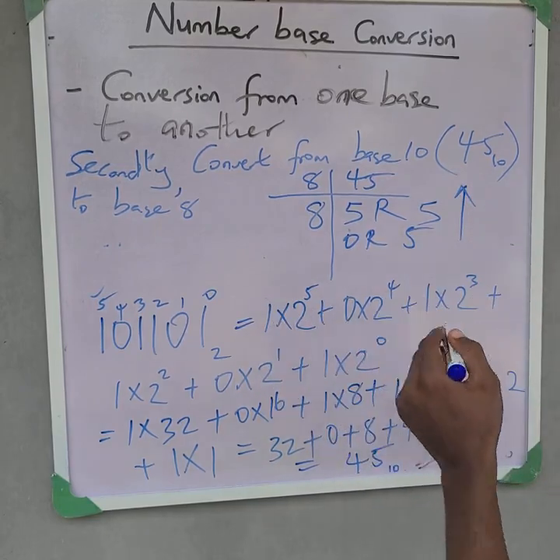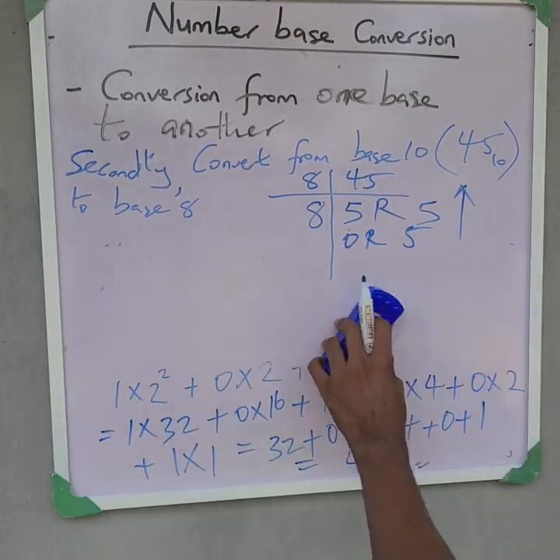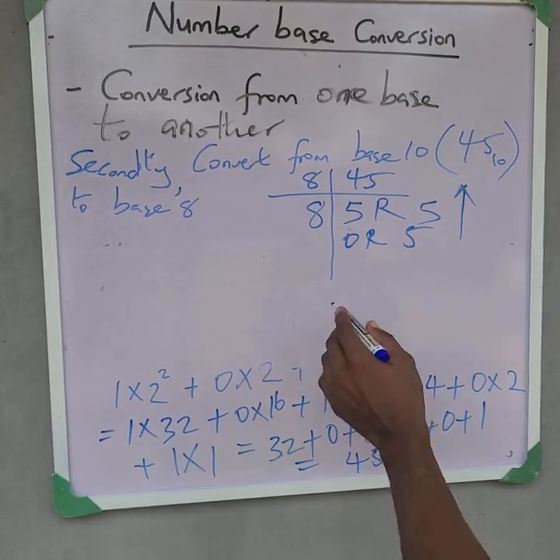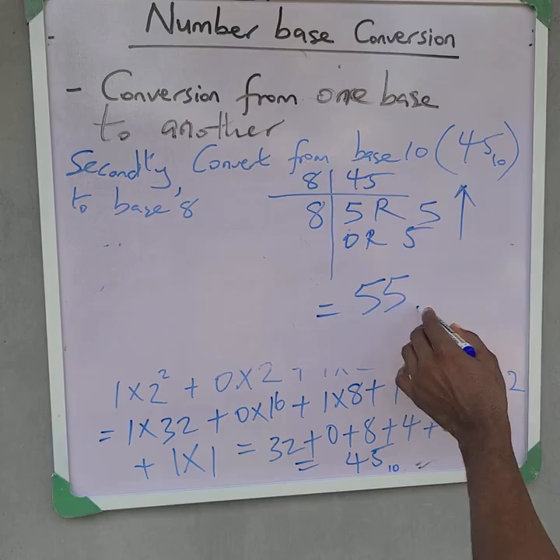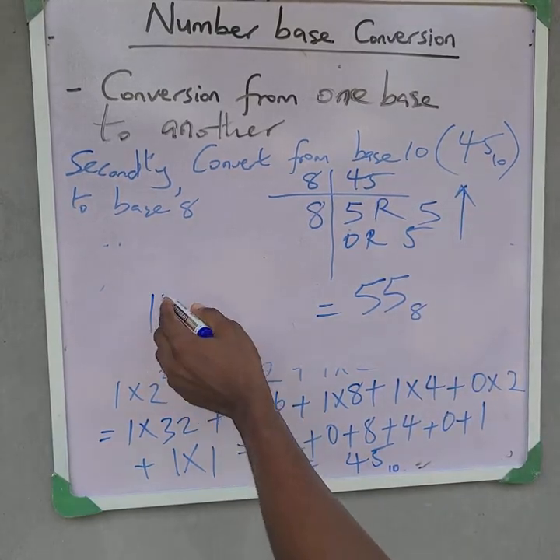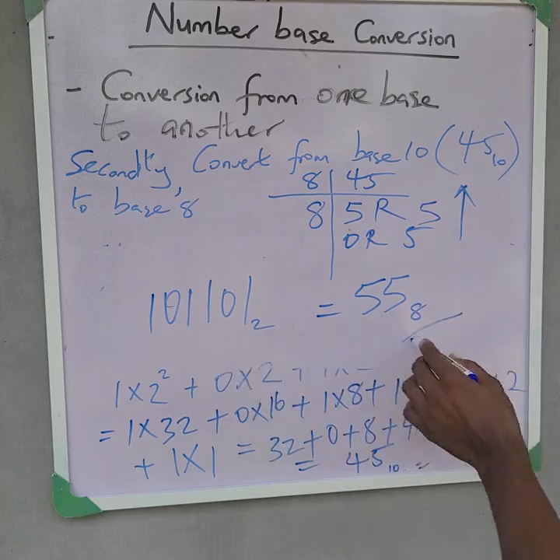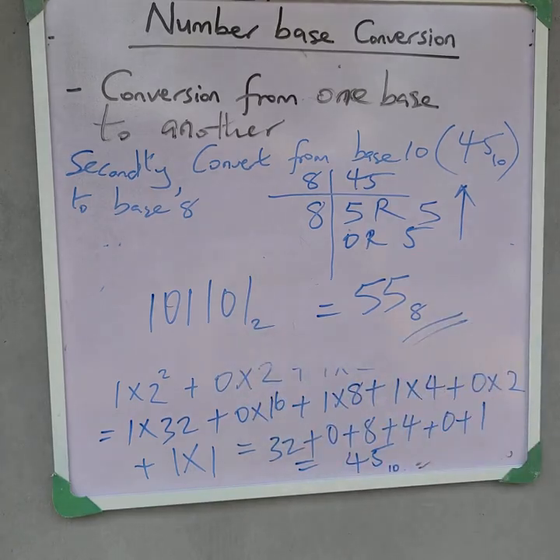So we have 55 in base 8. Therefore we have converted 101101 in base 2 to base 8, and this is the value in base 8. All right, so we're going to look at another example to understand clearly how to convert from one base to another.